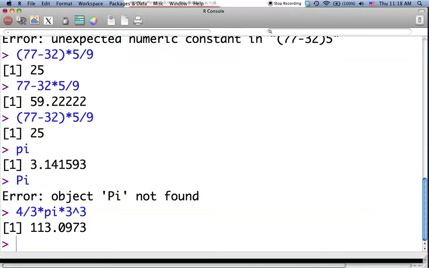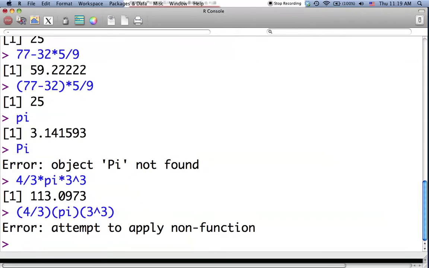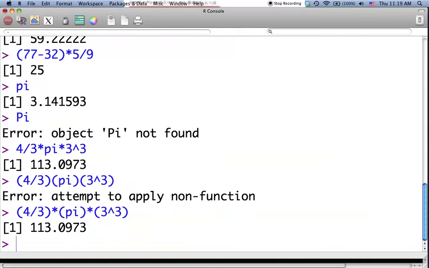Another habit that we tend to have that R does not like is to use parentheses to indicate multiplication. So notice here, R again gives me an error. So for multiplication, we have to use the asterisk sign, and that will give us the correct answer.